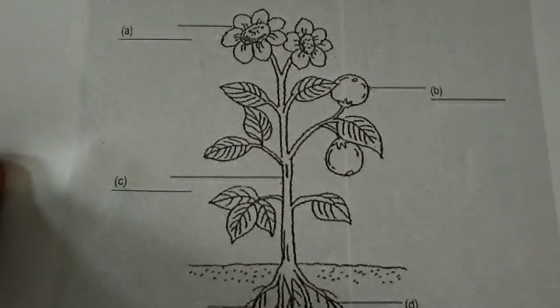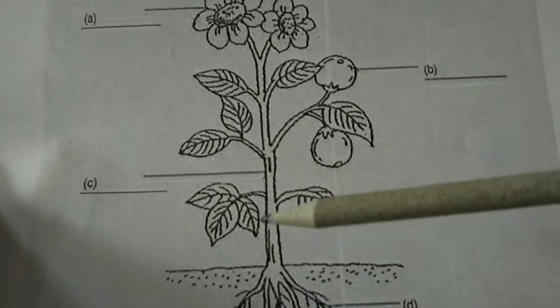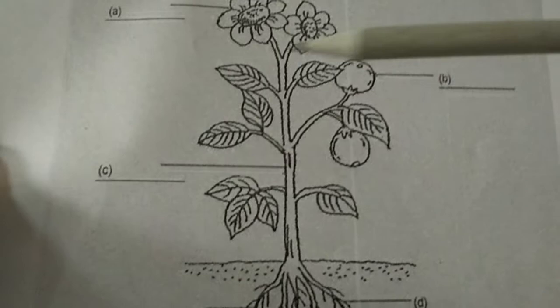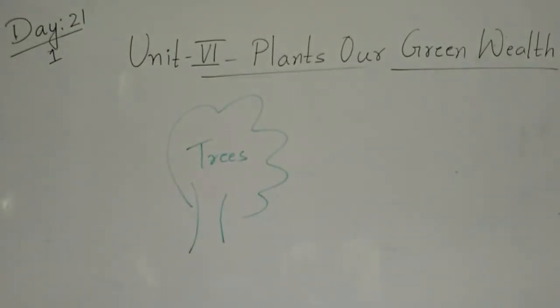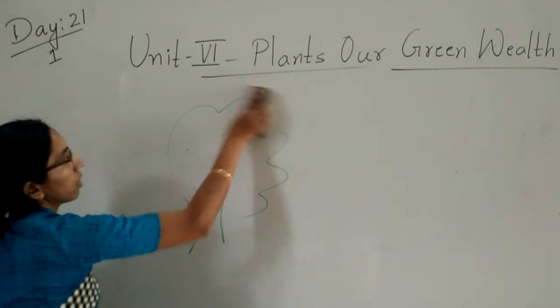So what is your duty here? You should color each part and then label the parts. Clear, children? Let me draw this plant on the board, then it is easy for you to do in this worksheet.